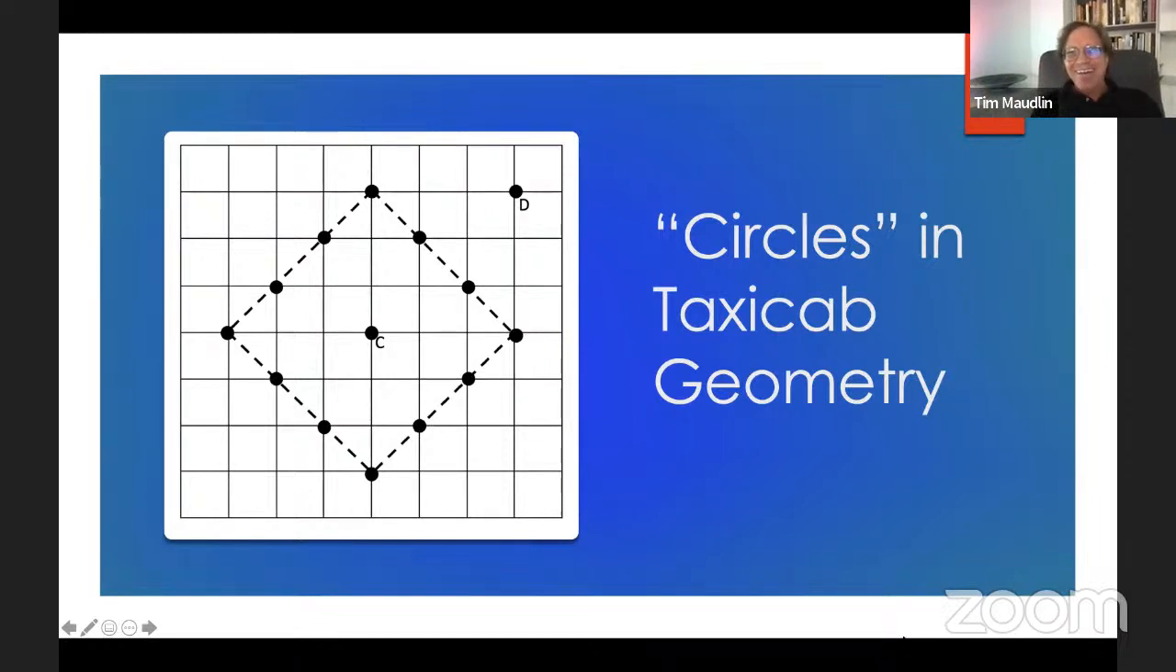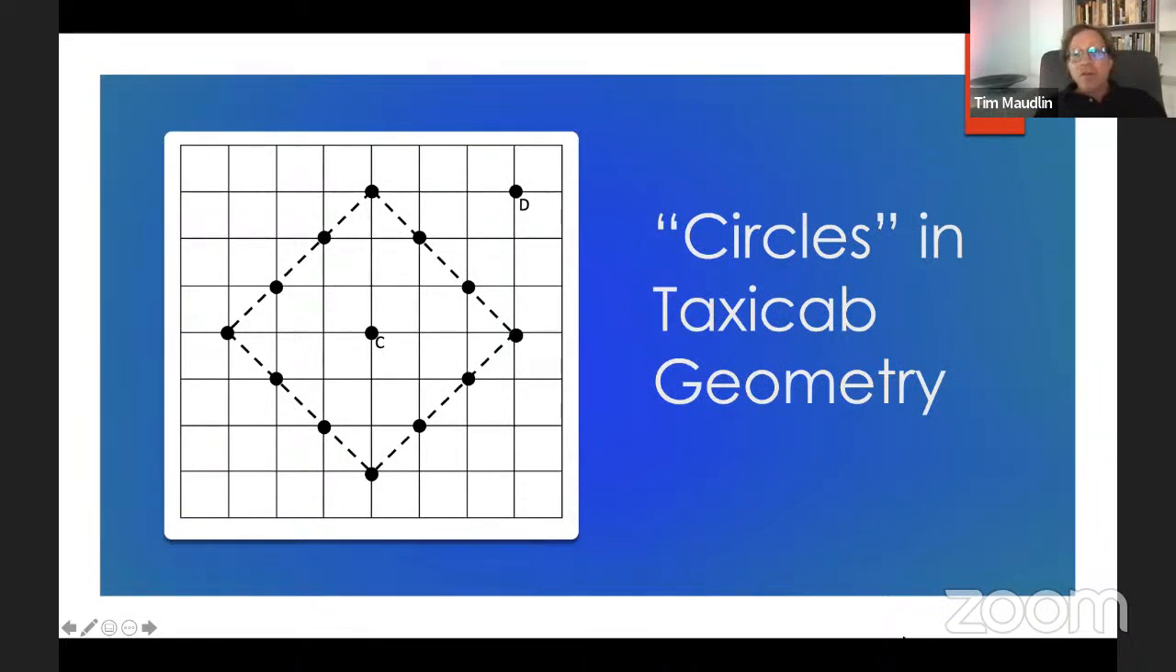They look like squares. So the point C, what I've indicated on there are all of the points that are 3 units away from C in the taxicab geometry. You can go straight up or straight to the side, 3 units, or you can go over 2 and up 1, or up 1 and over 2, and you get this thing that looks like a square. And if you did the same thing, centered it at point D, you would get another square.